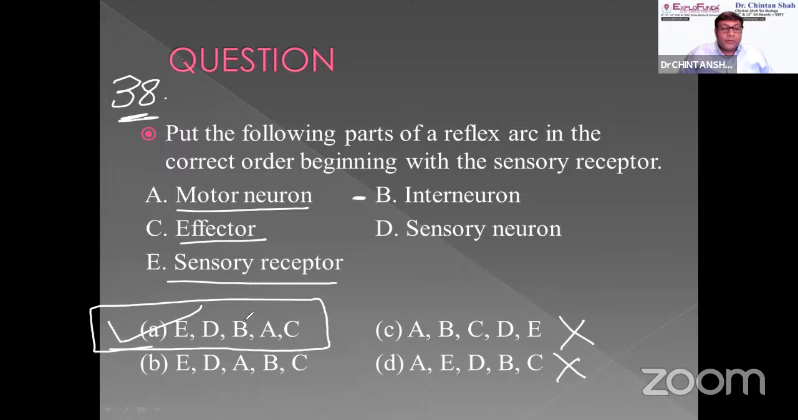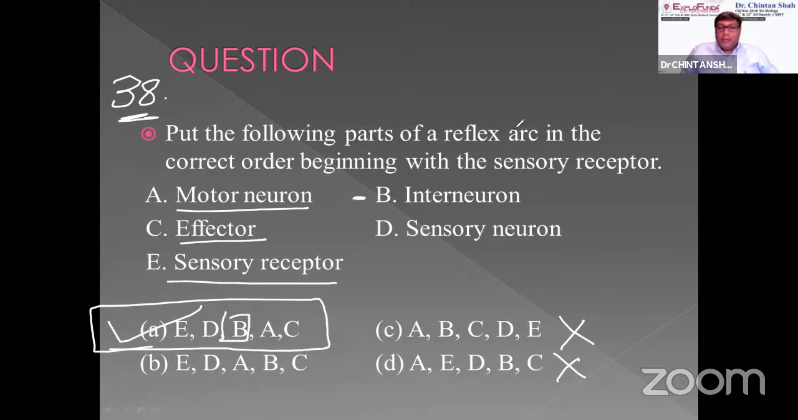Okay, the interneuron should be exactly over here, in between the motor neuron and sensory neuron. Inter means what? In between. Okay, so both of you had selected B, and the right answer is A. Are you agree with me? If you agree with me, please write down 38AP. Waiting for your response.